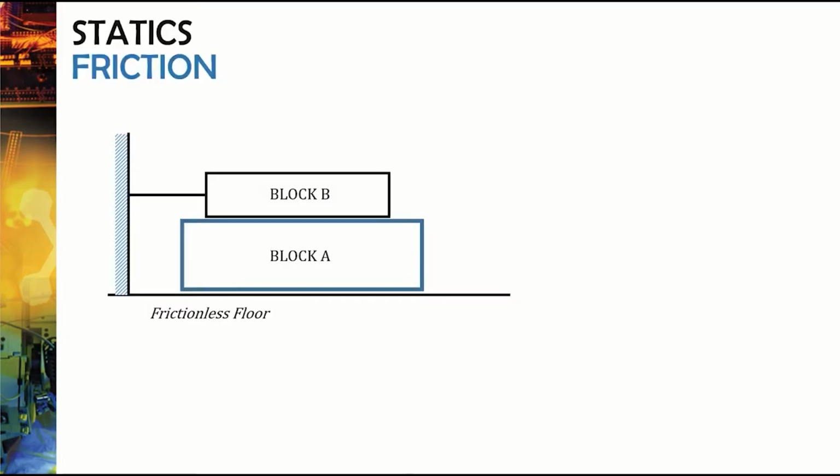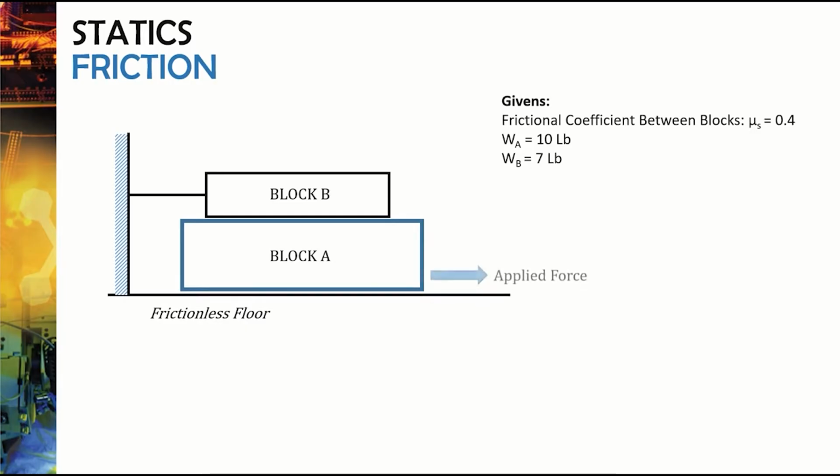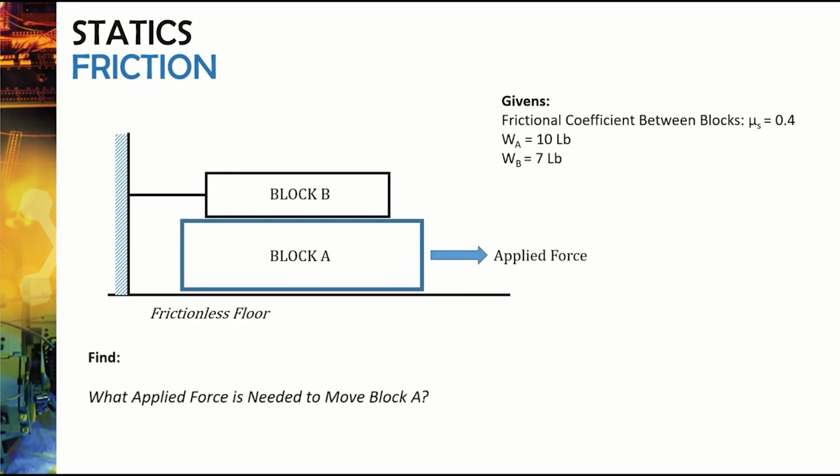Now let's look at this problem here, which is actually very simple and basic, but it's to illustrate what we're going to be doing with the rest of the friction problems we approach in this class. In this problem, we're told that the coefficient of friction between the two blocks is 0.4. And we're told that the weight of block A is 10 pounds and the weight of block B is 7 pounds. If we apply force on block A, how much force would we need to apply to move block A?